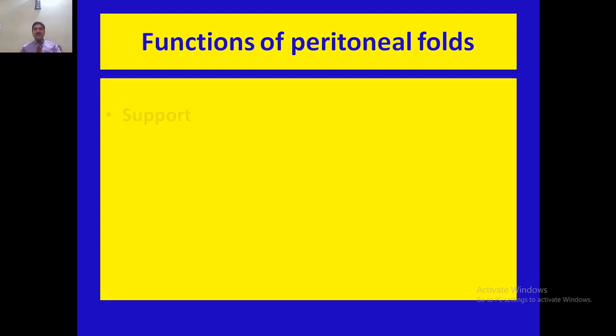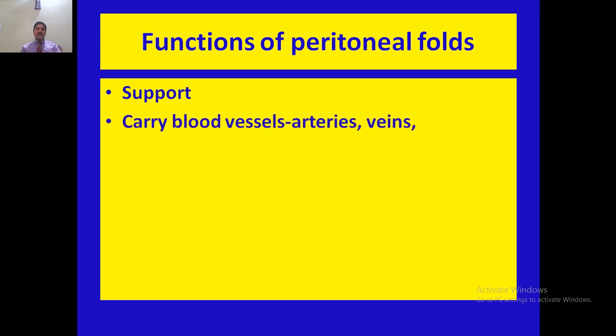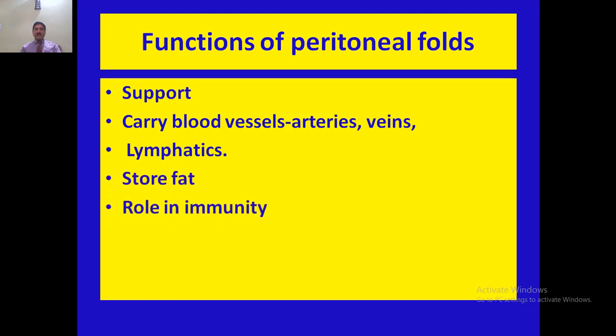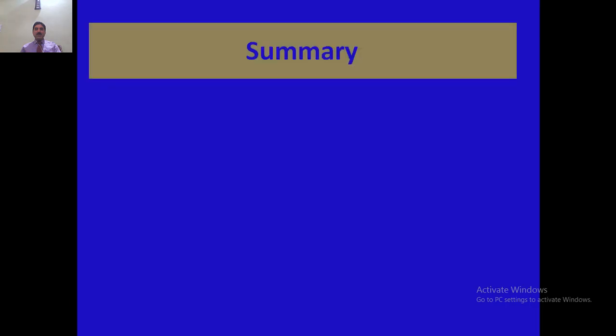Functions of these peritoneal folds. Basically, they are double-layered folds of the peritoneum, so they support the abdominal viscera. They carry blood vessels, arteries, veins, and lymphatics. They store variable amounts of fat, due to the presence of macrophages. They have some role in immunity.